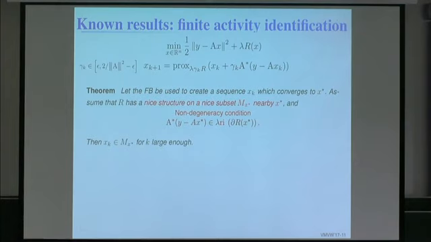And in this case, again, you have theorems that tell you that if R has some nice structure around X star, and I'm going to be a little bit more precise about this nice structure later on, and if you have, again, this condition, you see the condition is almost the same as before, but now you have a different dual vector. Then for k which is large enough, you can ensure that xk will belong to the same model subspace as X star. For instance, for the L1 norm, you can ensure that after a finite number of iterations, the iterate will have the same support as the limit point. Okay, we call this finite activity identification.